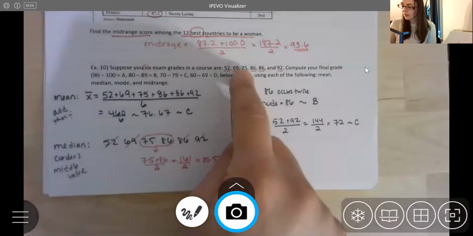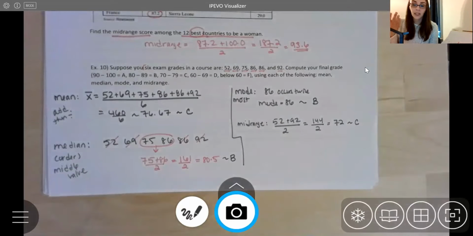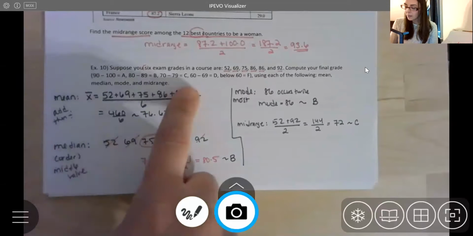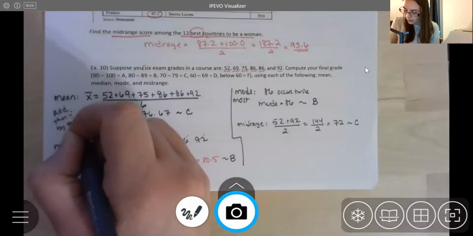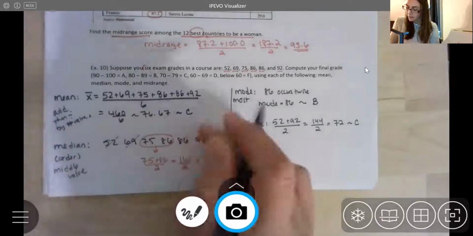Your mode is the value that occurs the most frequently. You happen to get two 86s, so that was your mode. And then the mean is probably what we use the most often for something like this. We add up all of our values and then divide by the number of values. So I would have about a C.